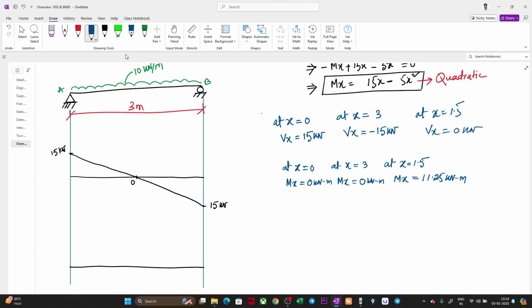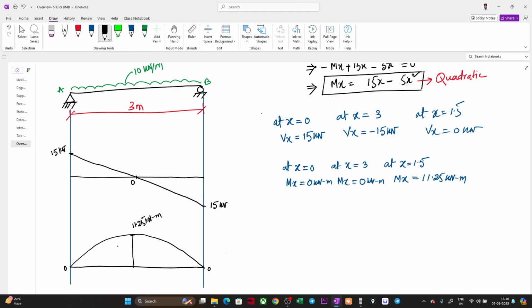Okay, so how will the bending moment be? At the center it is 11.25 kilonewton meter. At the end it is 0, and we know it will be a parabolic shape, something like this. Okay, it will be something like this.